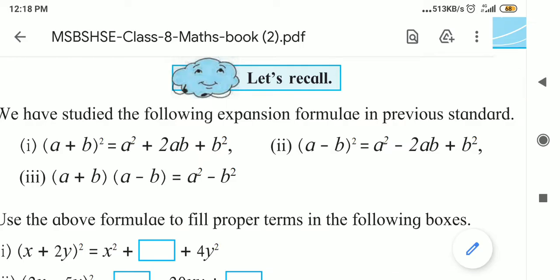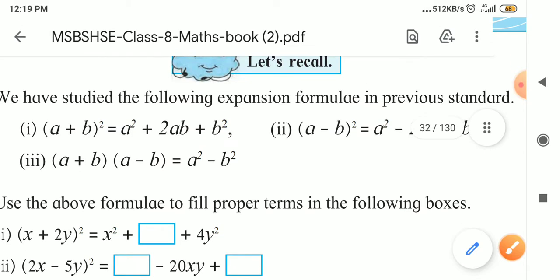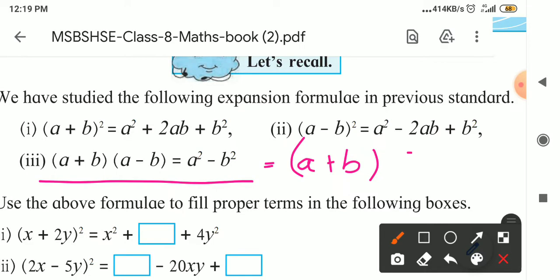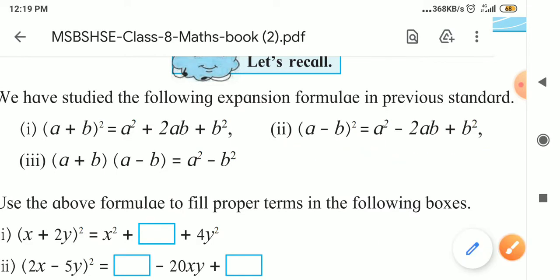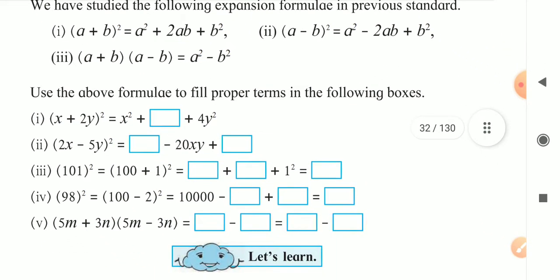What is the change inside it? These terms are the same: a square, b square, 2ab. But when plus is there, the 2ab sign is plus, and when the negative sign is there, we take minus 2ab. And the third formula that you learned in the previous class is a square minus b square, whose factorization is (a + b) and (a - b).